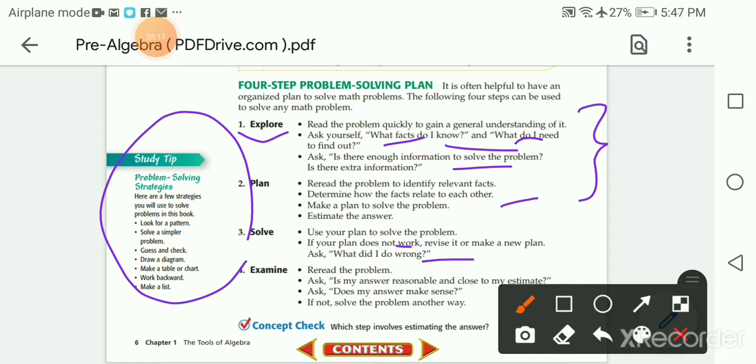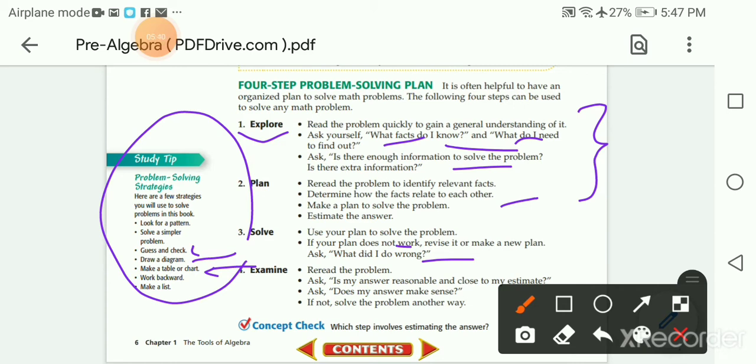Look at the pattern. Solve a simpler problem, guess and check. Draw a diagram. We can draw a diagram here as a plan. Make a table or chart. This is how we can make our plan in math problems. We can draw a diagram, make a table or chart, work backward, make a list.